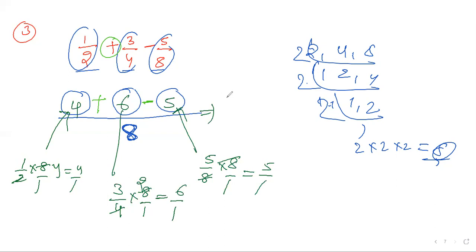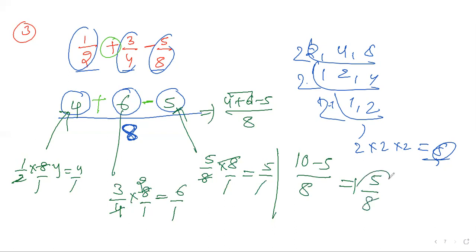So the next step: what is the answer? 4 plus 6 minus 5 by 8. What is 4 plus 6? 10. 10 minus 5 is 5. So the answer is 5 by 8.